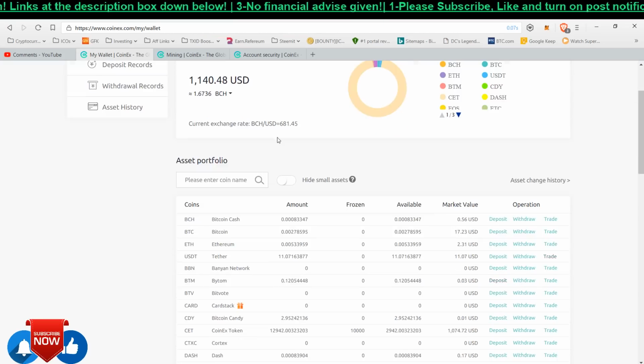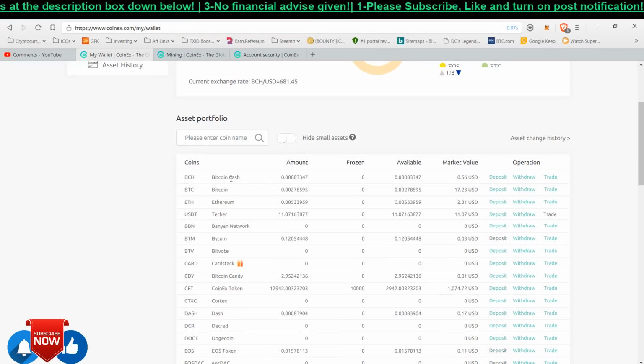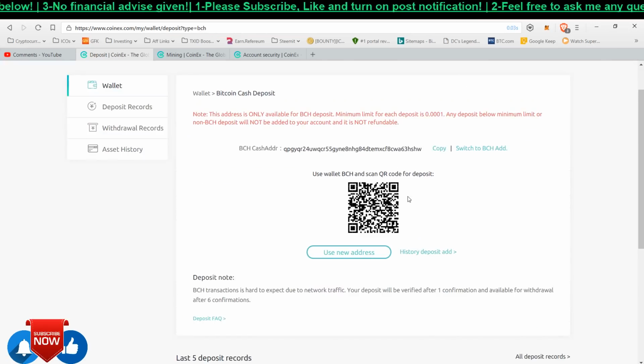and just scroll down all the way. You will see Bitcoin Cash. If not, if you have any Bitcoin, Ethereum, or US Tether on another exchange or in a wallet holding, you can just click on the deposit button. Once you click on the deposit button, this is going to generate this address, and you can copy the address and just send your funds over here.